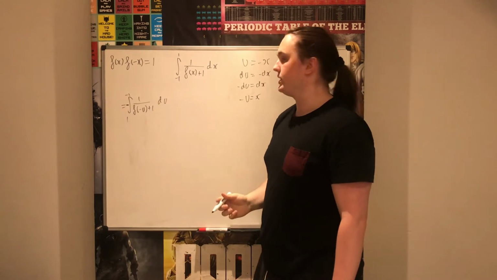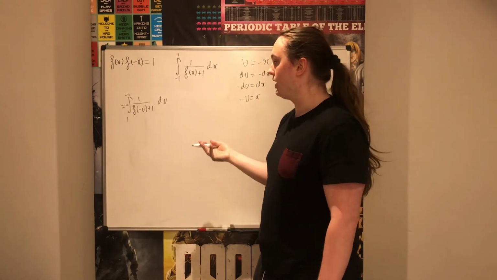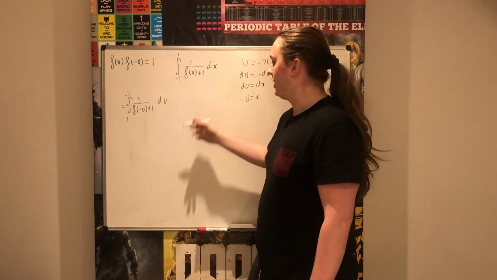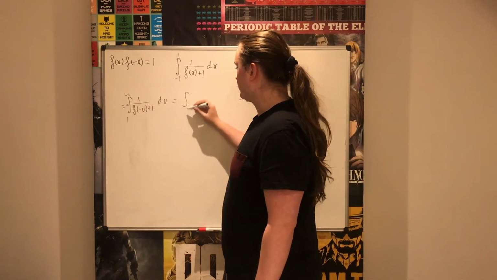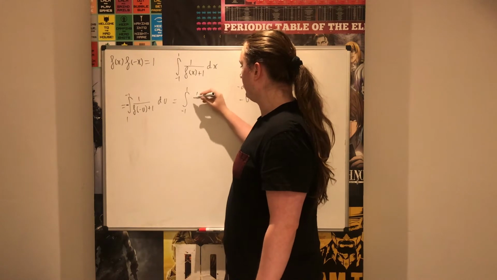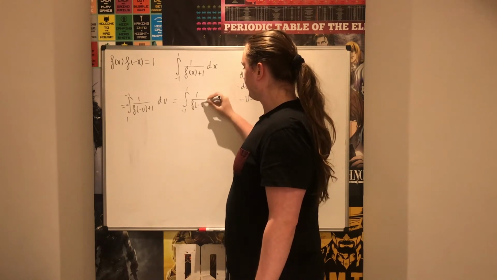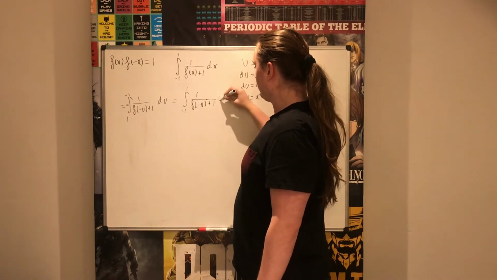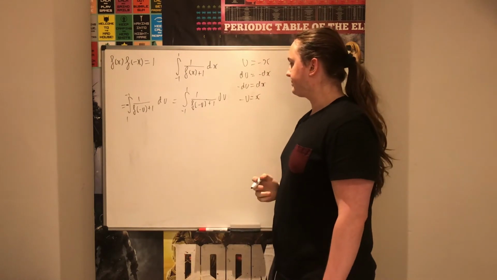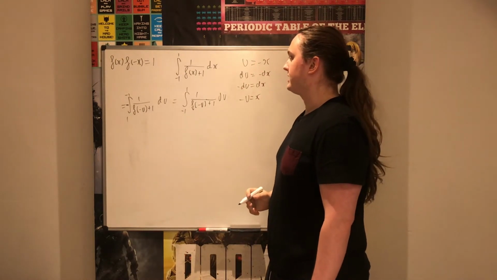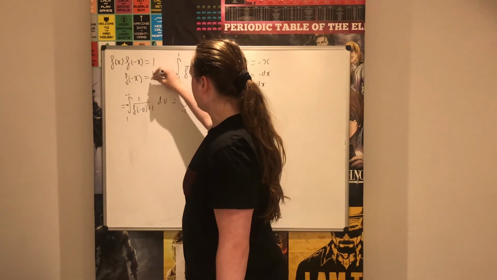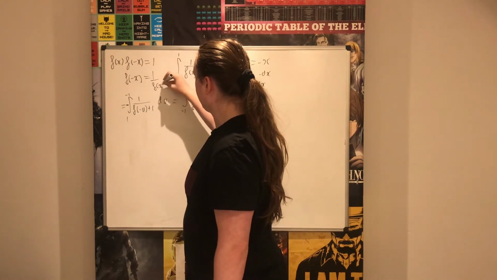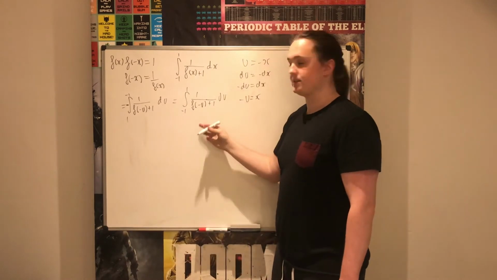Now, we know that we can flip the limits in an integral if we multiply by minus 1, so we can just cancel out this minus 1 and flip the limits, giving us this integral. Now, we're going to use the fact that f of minus x is 1 over f of x and plug that in here.